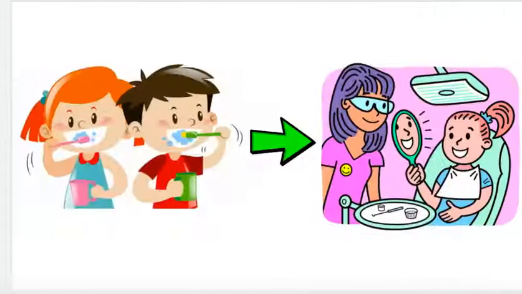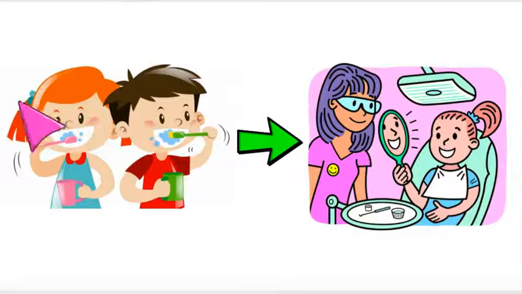Let's try a couple more. Let's pretend like these two friends brush their teeth twice a day for 2 minutes each time. They are so good about brushing their teeth, and they also floss. They take great care of those chompers. The cause is that they take good care of their teeth.